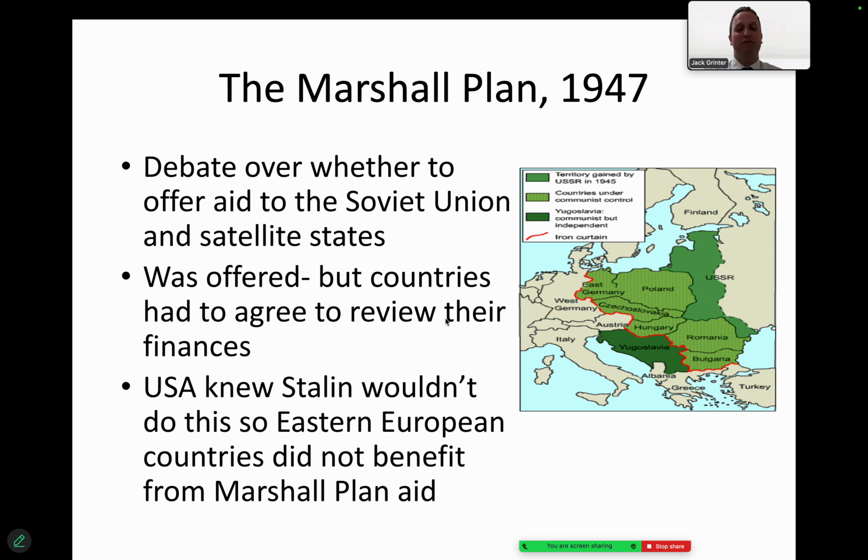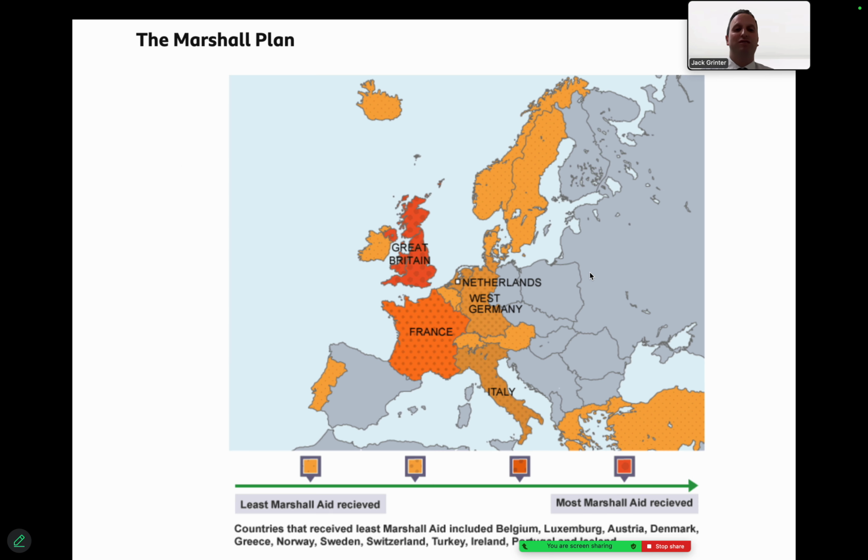There was debate over whether to give it to Soviet Union satellite states. However, those countries didn't accept it because they'd have had to open up and allow their finances to be reviewed, which wasn't really going to happen in the communist economy that they had. It was all quite secretive. So the United States knew it wouldn't happen. So we end up having countries getting the Marshall Plan aid and the countries that aren't.